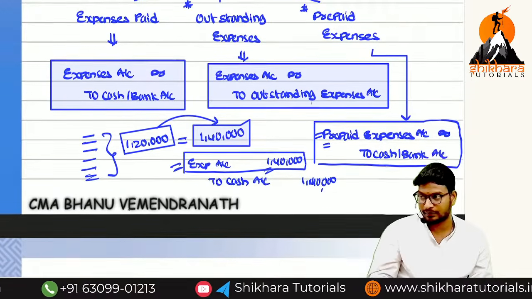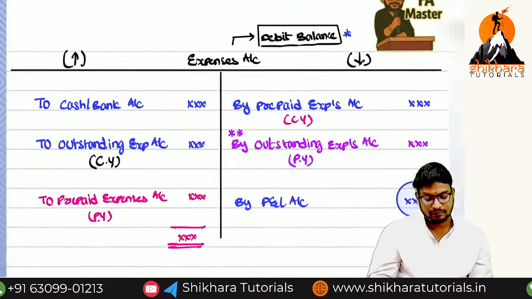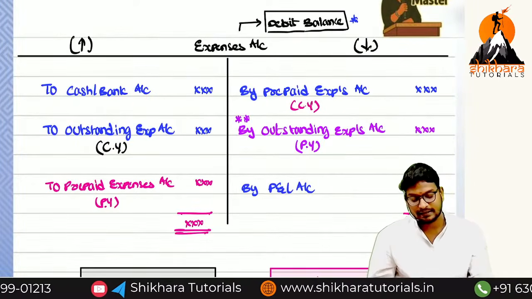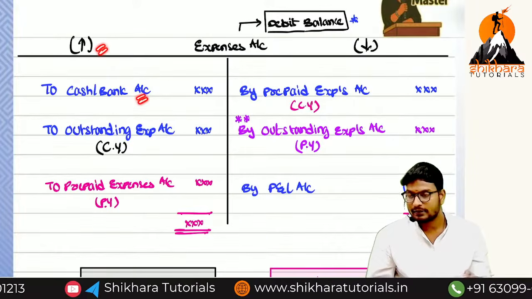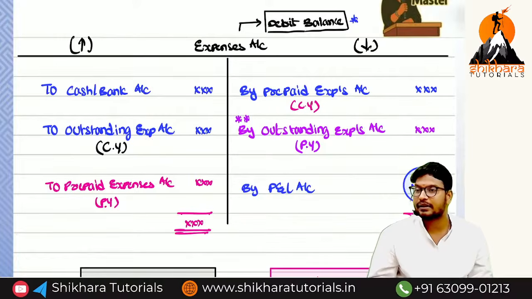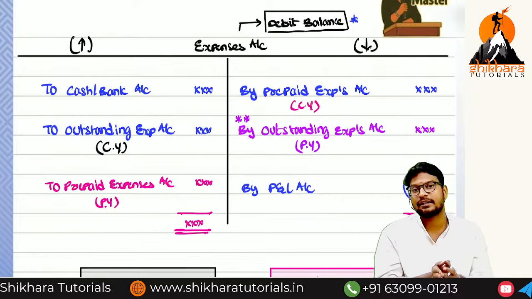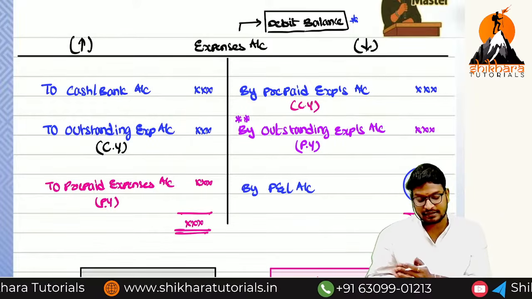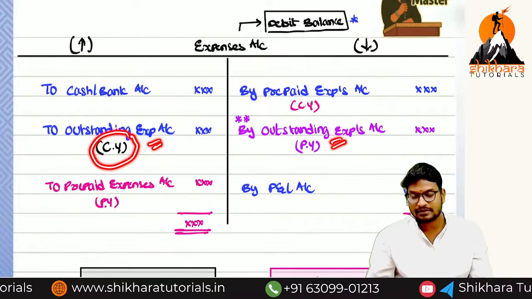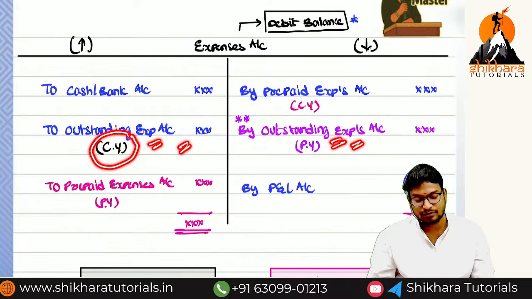I will show you, no problem. You can write expenses account debited to cash or bank account. To cash or bank, easily it is related to the current year. So the expenditure value will increase. Outstanding expenditure is also related to the current year. Current year outstanding belongs to the current year. Previous year outstanding belongs to the previous year. So the current year outstanding is recorded on the debit side, previous year outstanding on the credit side, because one has to increase and the other has to decrease.